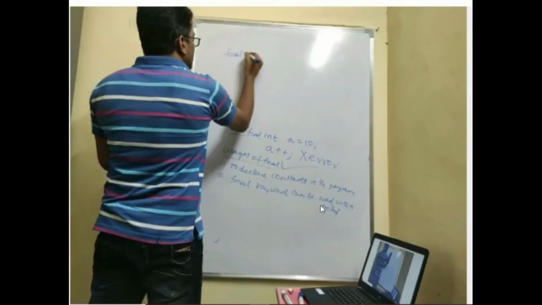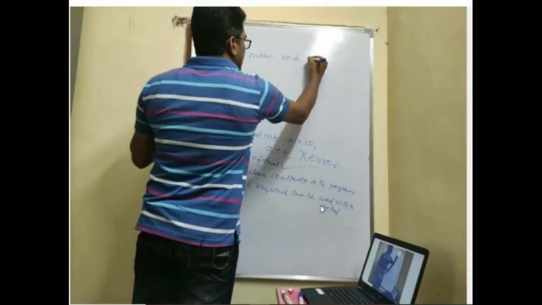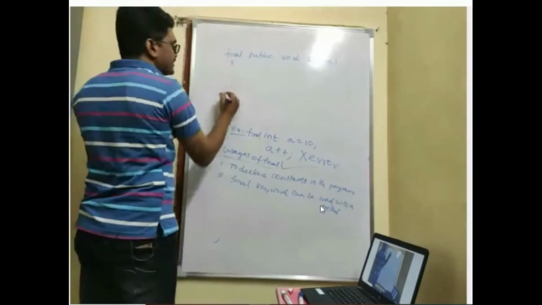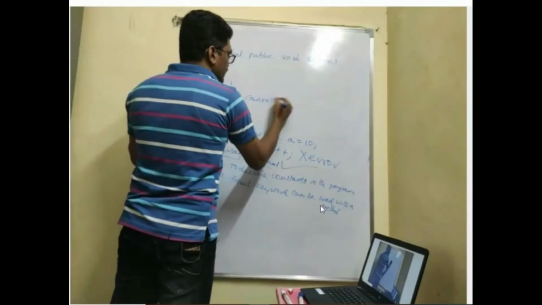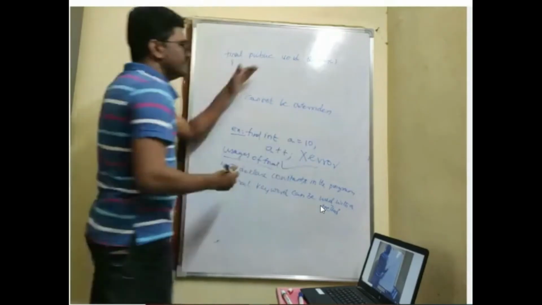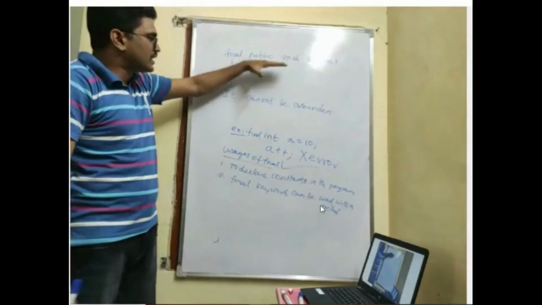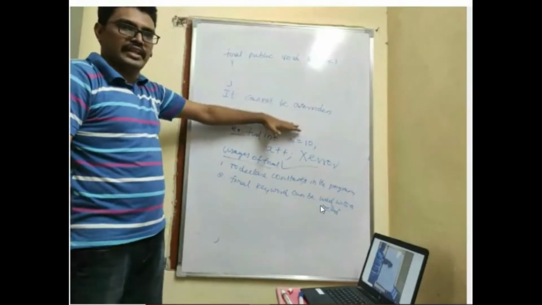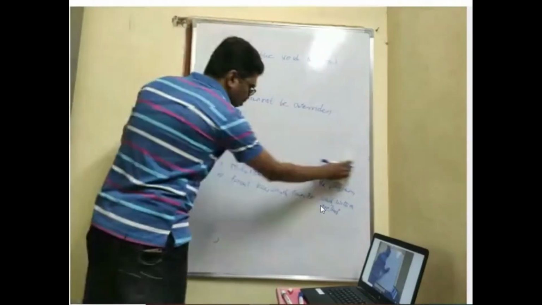Final public void display, suppose I am writing. Now, if this method is in the base class, it cannot be overridden. You cannot override it in the derived class. If I use the final keyword with a method, that method cannot be overridden in the derived class. That is the second usage of the final keyword.